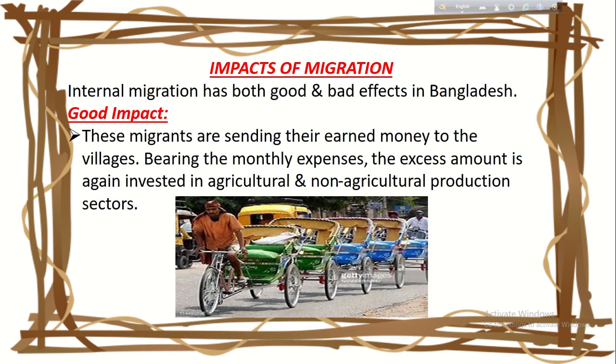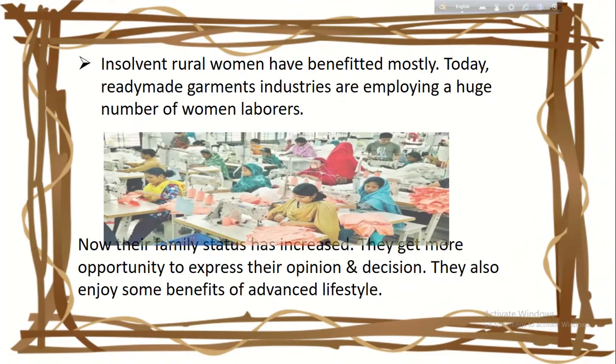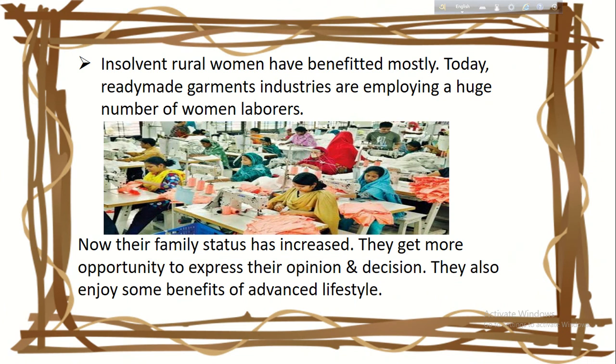Another thing to follow: insolvent rural women have benefited mostly. Today, ready-made garments industries are employing a huge number of women laborers. They are working, so now their family status has increased. They are self-reliant and self-sufficient, and they get more opportunity to express their opinion and decision. They also enjoy some benefits of an advanced lifestyle, and side by side they are sending their children for education.